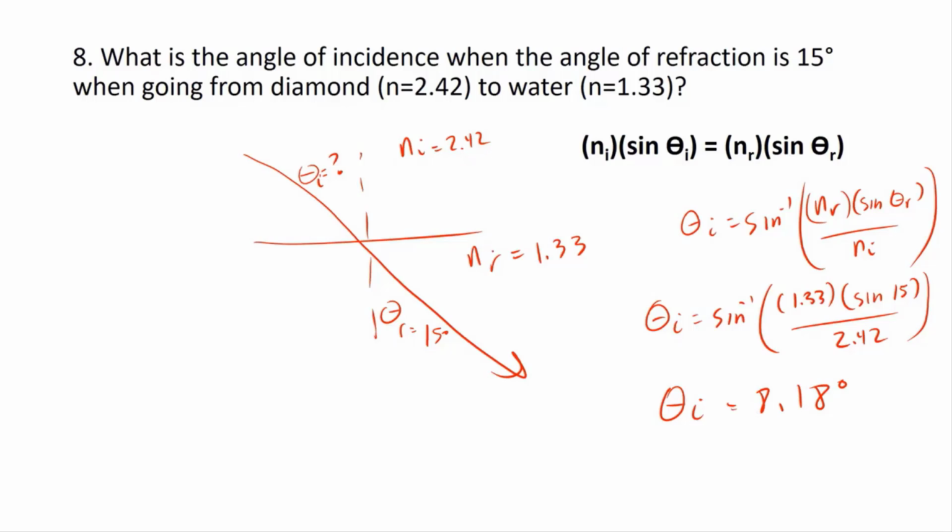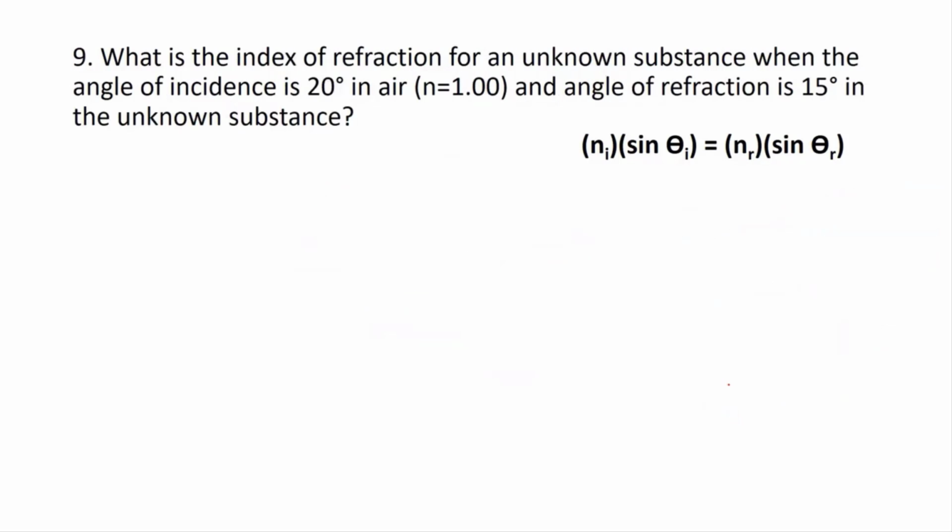Let's make sure it works. We're going from a slower medium to a faster medium, so we should end up having less, because our angle is going to increase as you go into a faster medium. So this should be less, and it is less. 8.18 is less because it was a slower medium, the angle here.